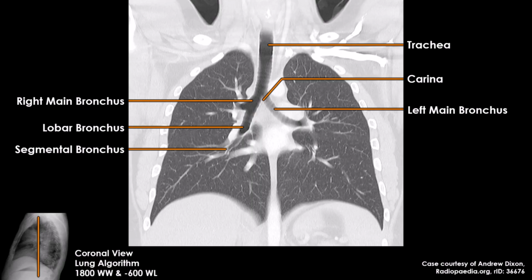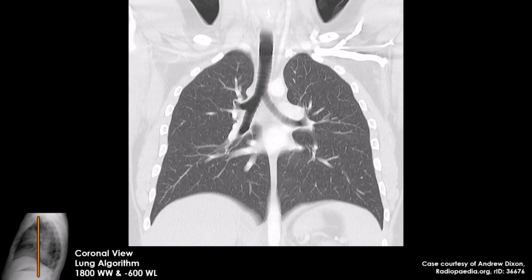Segmental bronchi continue branching into smaller and smaller passageways until they become the bronchioles. These are tiny tubular structures that carry air into the alveoli, the functional units of the lungs that are responsible for gas exchange. The gross anatomy of the lungs can also be seen in this coronal reformation. The lungs are the organs of respiration. Both lungs are divided into lobes. The right lung has 3 lobes and the left lung has 2 lobes. These lobes are separated by fissures.